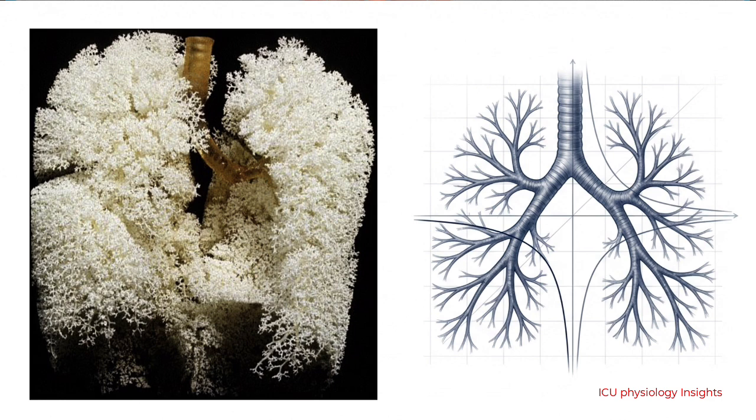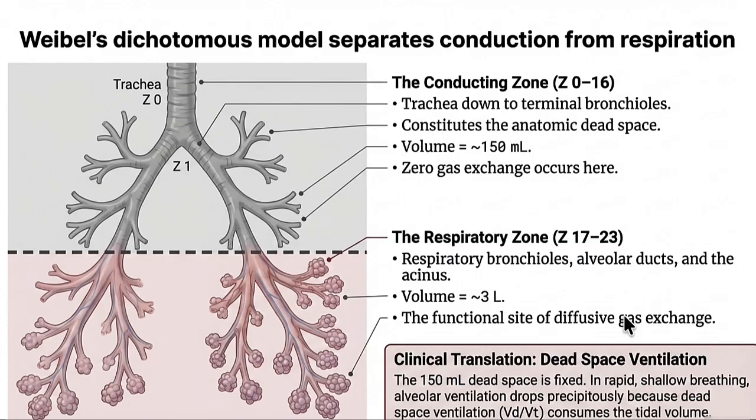So the first obvious question is, how on earth do we make sense of what's going on inside such a complex maze? Well, thankfully, we have the Weibel model. Now look, it's a huge oversimplification for sure, but it is so incredibly useful. It basically splits the airways into two distinct areas. First, you've got the conducting zone. Think of this as the plumbing.